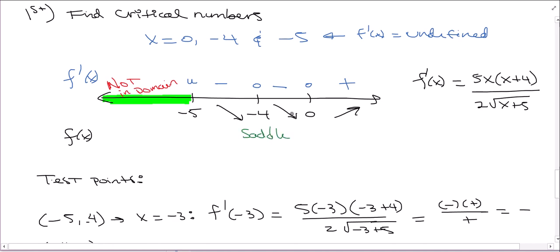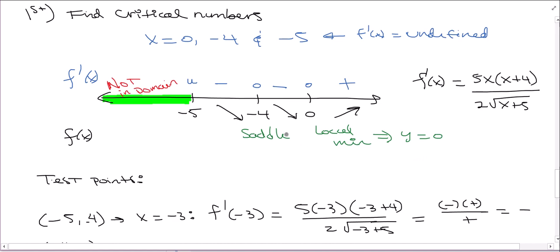And then here you go from decreasing to increasing, so this is going to be a local min. If you wanted to find the value of the local min, then you will plug in 0 into the original function to find the y value, and we already did that in part A, so we have a local min y equals 0, and it occurs at x equals 0. And we have a saddle at -4.